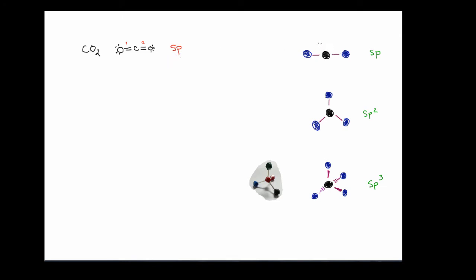Now, sp molecules have bond angles which are 180, so these molecules are linear. So all sp central atoms have linear geometry, and the bond angle between the external atoms is 180. Now let's look at another example here so we get some practice.